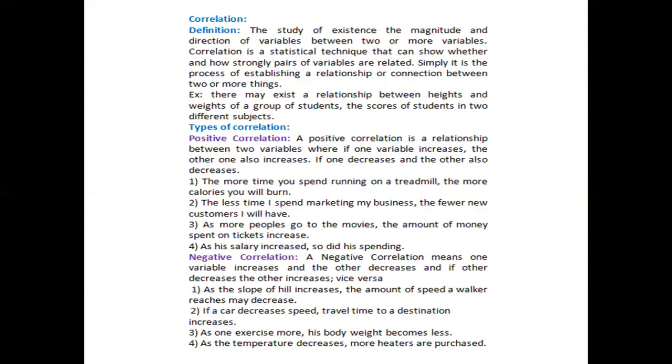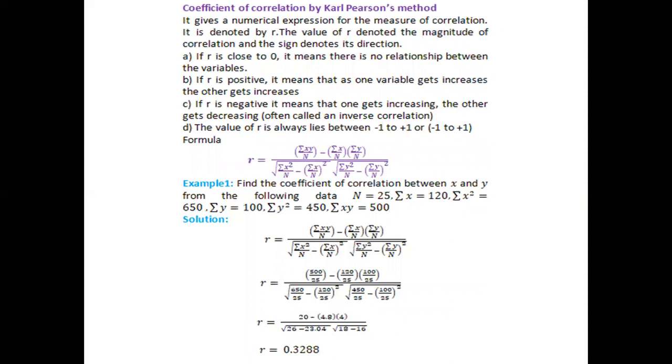So from this, we see that negative correlation means one increases, the other decreases, and if one decreases, the other increases, vice versa. Now, we will see the coefficient of correlation using Karl Pearson's method. It gives a numerical expression for the measure of correlation. It is denoted by the letter small r. The value of r denotes the magnitude of correlation and the sign denotes its direction.